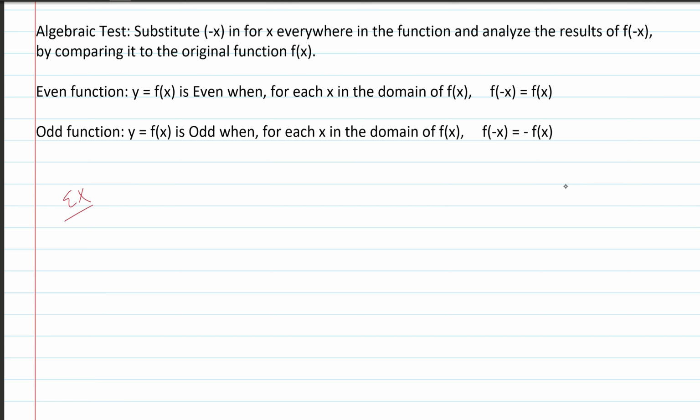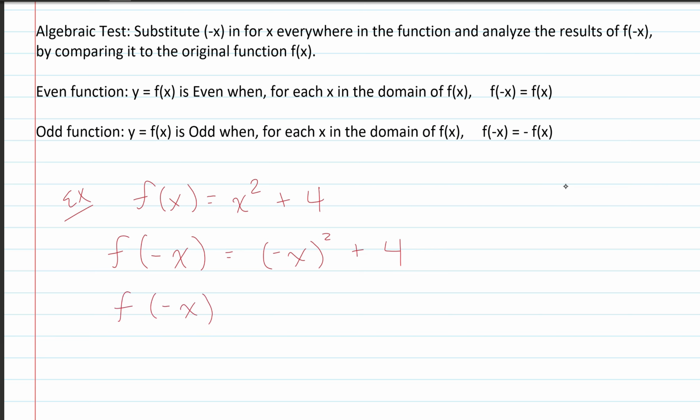Our first example is f of x is equal to x squared plus 4. We'd like to determine if this is even, odd, or neither. As we stated, we're going to plug in a negative x for x everywhere within the function. So we're going to take f of negative x. I'll put in a negative x to the second power plus 4. That's the only place we need to substitute for x.